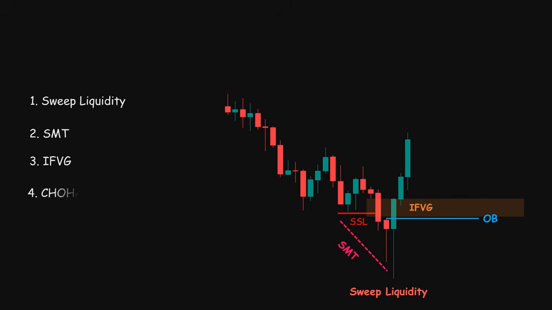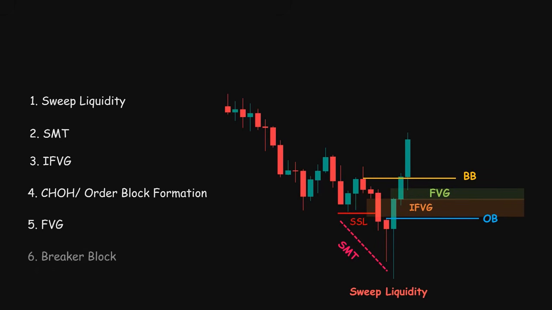4. Change of character and order block formation. Then, you'll notice a series of down-close candles, in a bullish setup, get broken to the upside. That's a signal that delivery has shifted. 5. Fair value gap or breaker block. These are usually the final confirmations that the reversal is valid. Now remember, the further down this list you go, the more confirmation you have that a true reversal has formed. But the trade-off is, you'll also be entering later in the move.